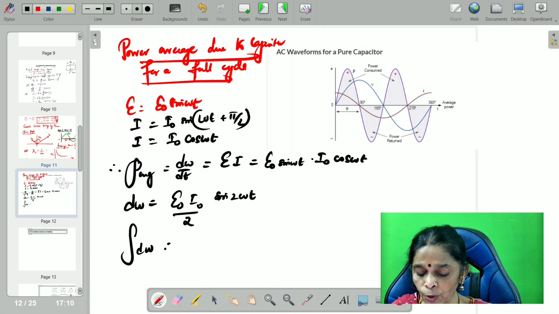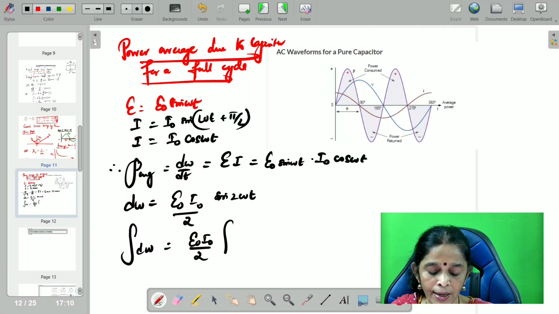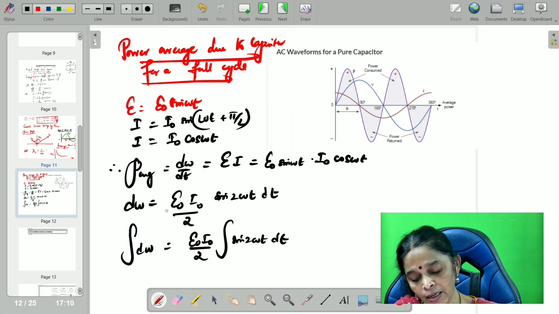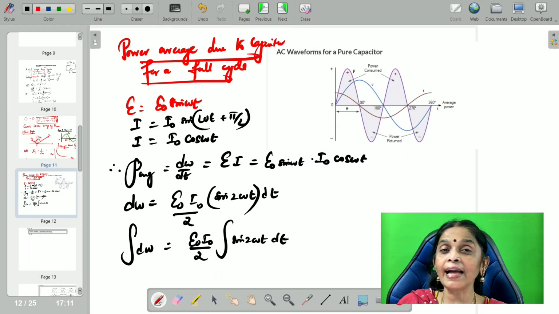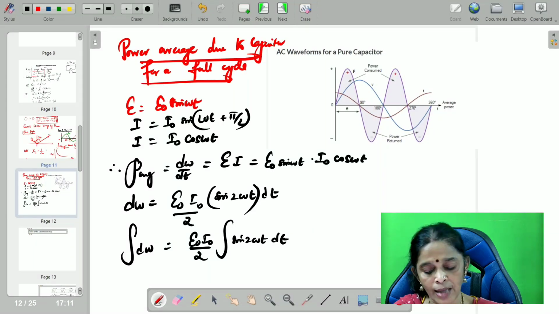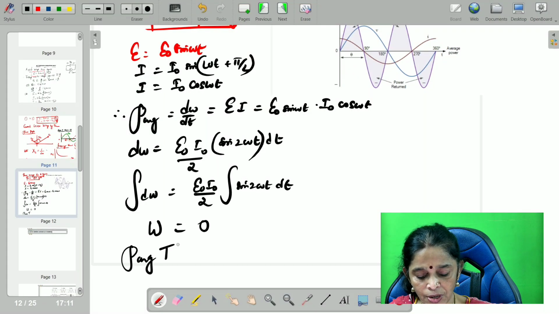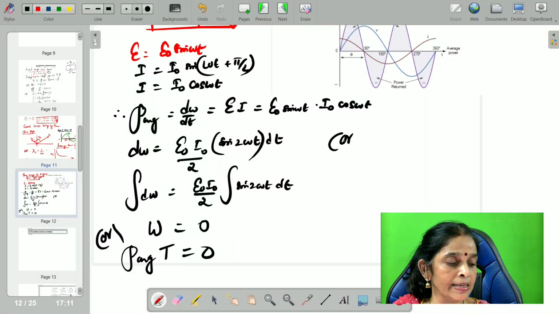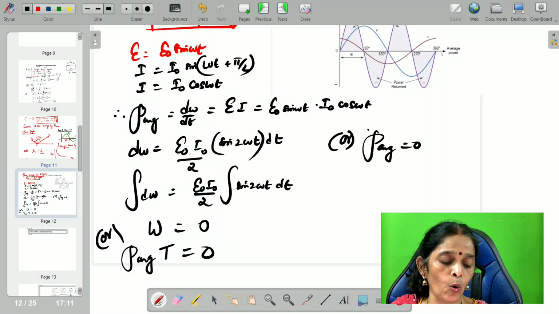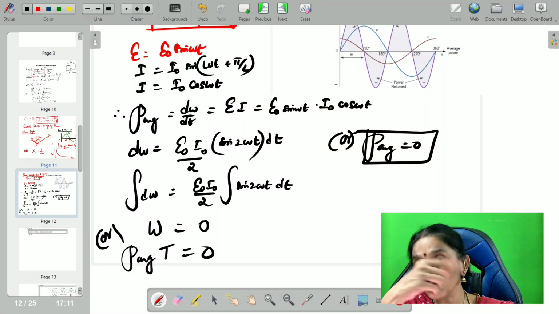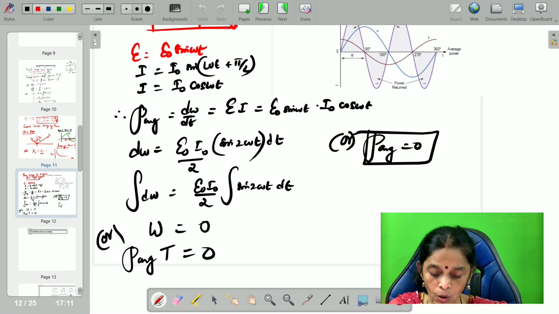Integrating both the sides. Now you know, E naught I naught divided by 2, integral sin 2 omega t dt. What is the integral of sin 2 omega t dt? Already we have seen, that will be equal to what? Yes, very good. That is equal to 0. So therefore, work done is equal to 0. Average power into T is equal to 0, or I can simply write it as average power is equal to 0. I hope you understand this. Average power consumed over a full cycle is absolutely equal to 0. What about the inductor? For the inductor also it is equal to 0.